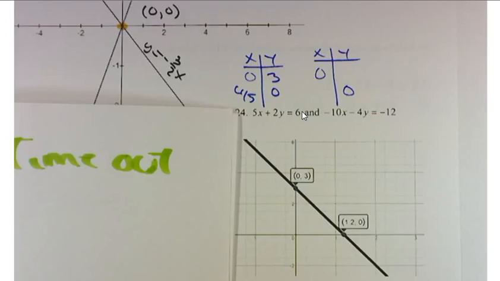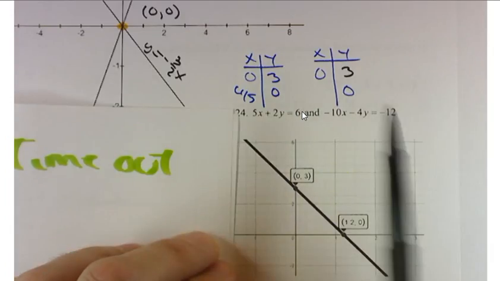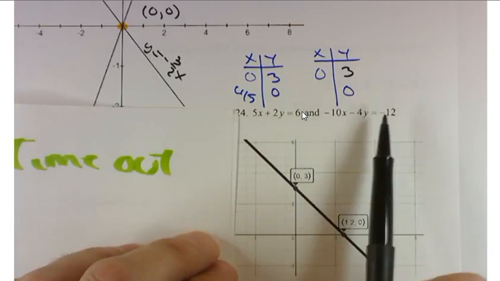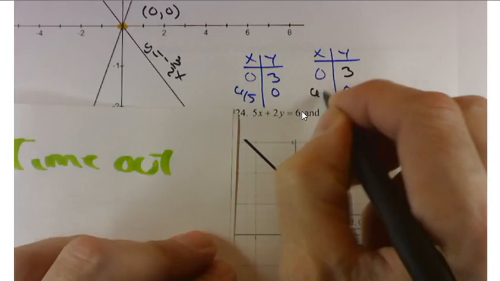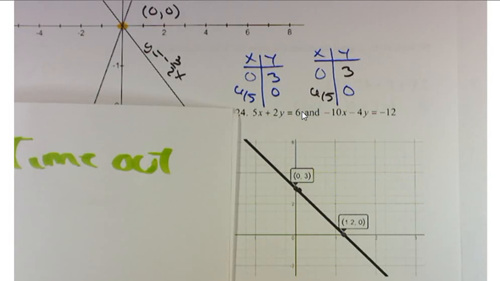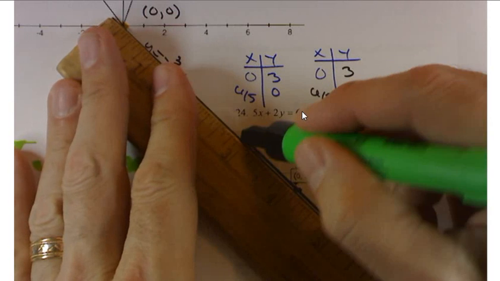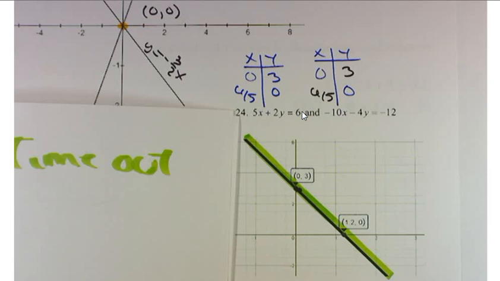What are you finding when you go for 2 more points? You should be getting the same points. If you set x equals 0, you get negative 4y equals negative 12. Divide both sides by negative 4, you get 3. Set y equals 0, negative 12 divided by negative 10, gives you 1.2 or 6/5. So when I plot those 2 points, what happens? You get the same line. So really, there's an infinite number of solutions here, because these 2 lines are one right on top of another.